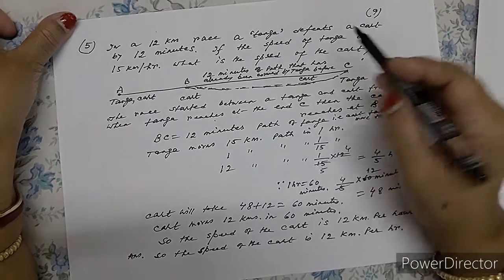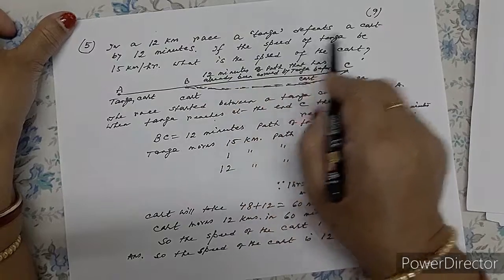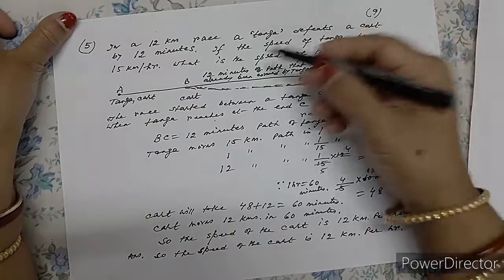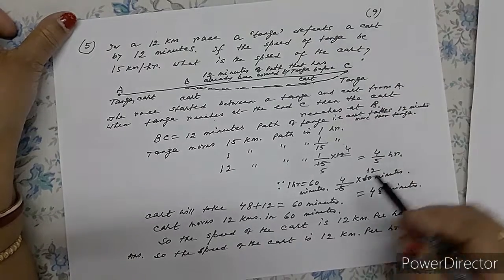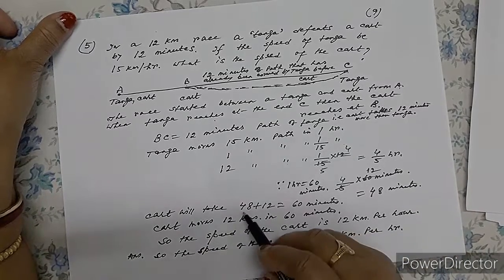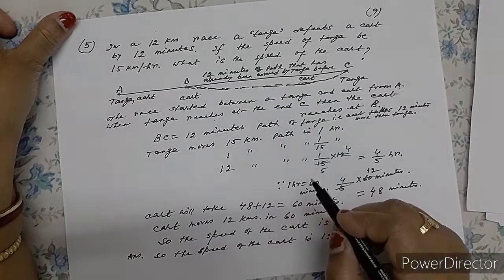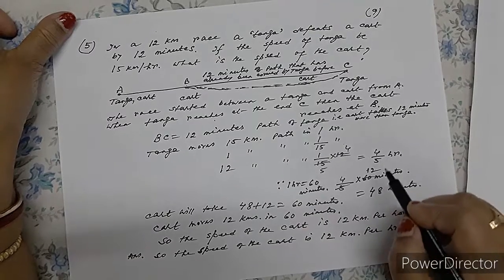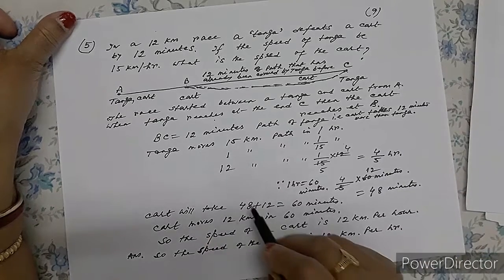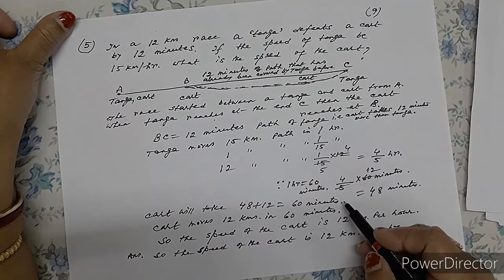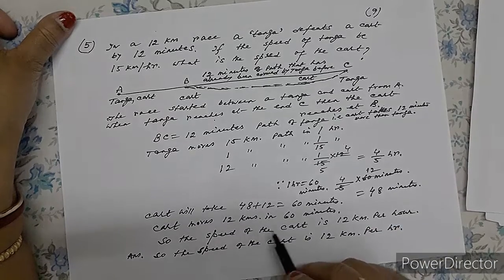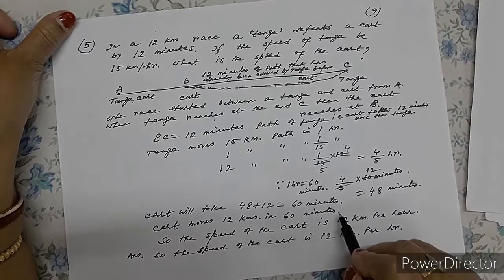So it has already been written that the Tanga defeats the cart by 12 minutes. That means defeat means the cart took 12 minutes more. So if the Tanga took 48 minutes, the cart will take 48 plus 12 minutes. 48 minutes has been taken by the Tanga, so obviously the cart will take 48 plus 12, 60 minutes. Okay. So the cart moves 12 kilometers in 60 minutes.